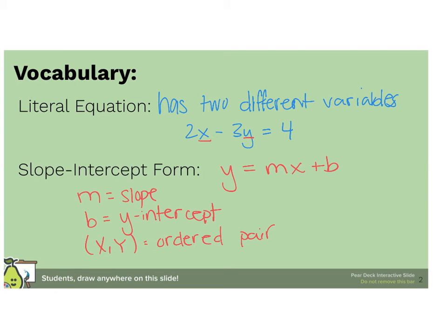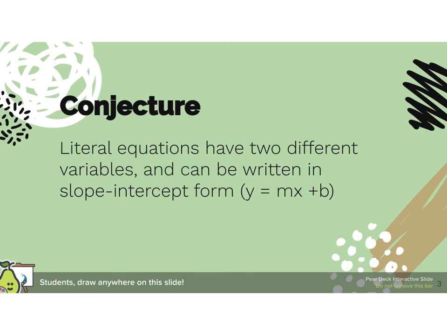What am I talking about when I say that? An example of an equation in slope-intercept form would be, let's put it down here, y equals 1/3 x minus 5. So we're always going to plug in a number for m, and we're always going to plug in a number for b, but we keep x and y. We don't plug in numbers for those. So that's slope-intercept form, which is the same thing that's in your conjecture. Literal equations, two different variables. Literal equations can be written in slope-intercept form, which is y equals mx plus b.